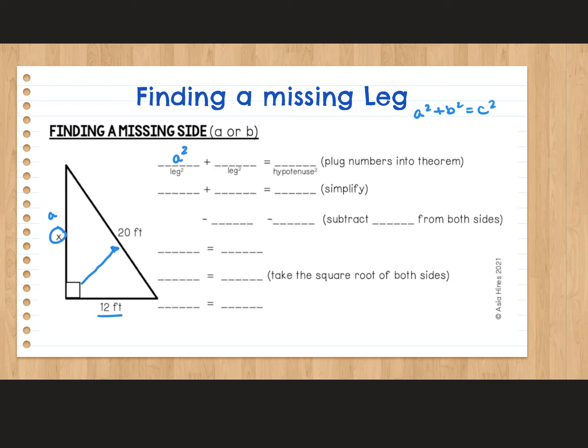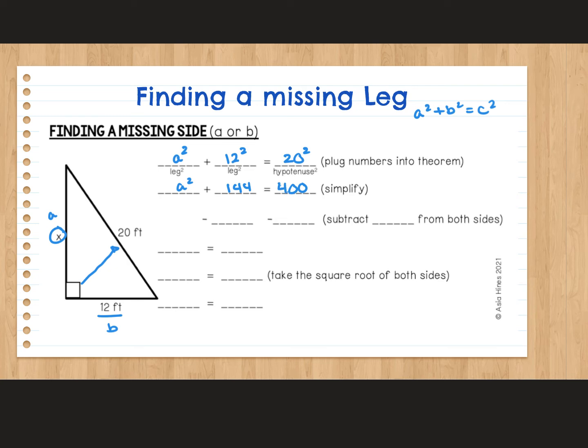So I don't know the value of a squared. I know that my b squared is going to be 12 squared because 12 is going to be my leg, and my hypotenuse is 20 squared. All right, so we're going to go ahead and simplify. So we have a squared plus 144 is equal to 400. All right, so from here we're going back to solving an equation. So we want to get a squared by itself. Oops, that's supposed to be 400, not 200. Excuse me.